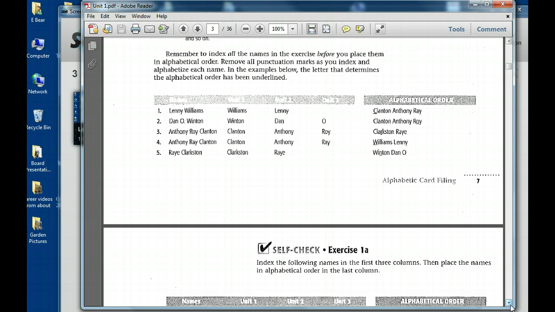Our next last name that starts with C is Clarkston. We know that that will come next because our other 2 names both start with W. That leaves us with Williams and Winton. Williams and Winton both start with W-I. The third letter in Williams is L, and the third letter in Winton is N. Because L comes before N, we know that Lenny Williams will come before Dan O. Winton.